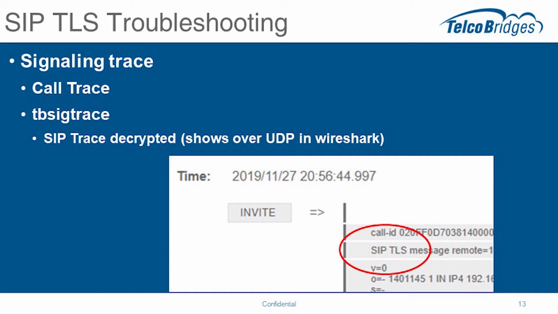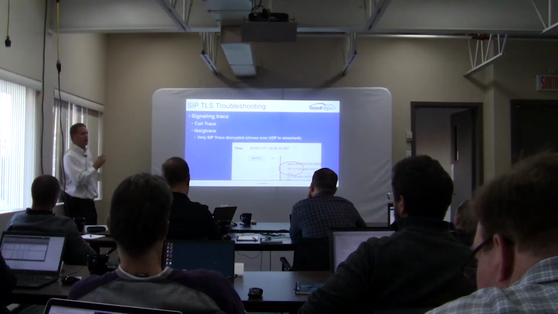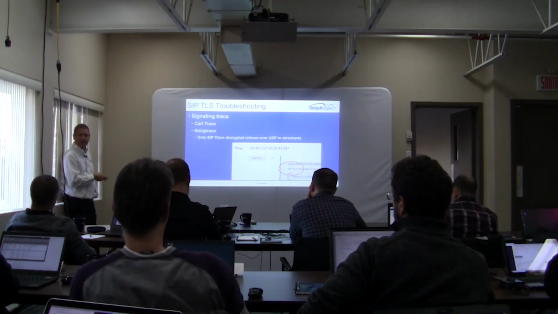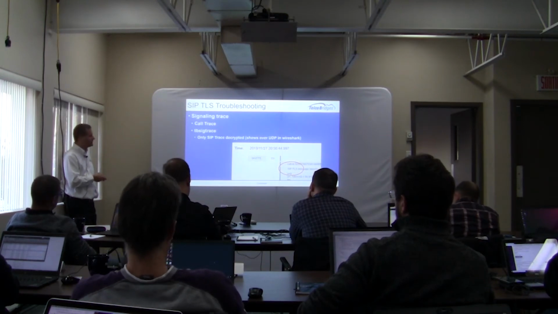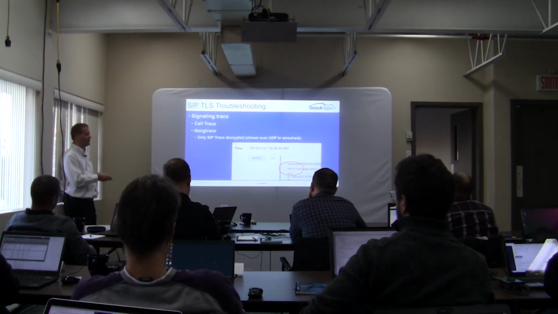In the call trace, we will see SIP TLS, and it's totally decrypted in the call trace. Okay? So you see the SIP message decrypted here. And the only way to distinguish if it's a SIP TLS call is this SIP TLS. Otherwise, it says only SIP, or SIP UDP, SIP TCP, and SIP TLS.